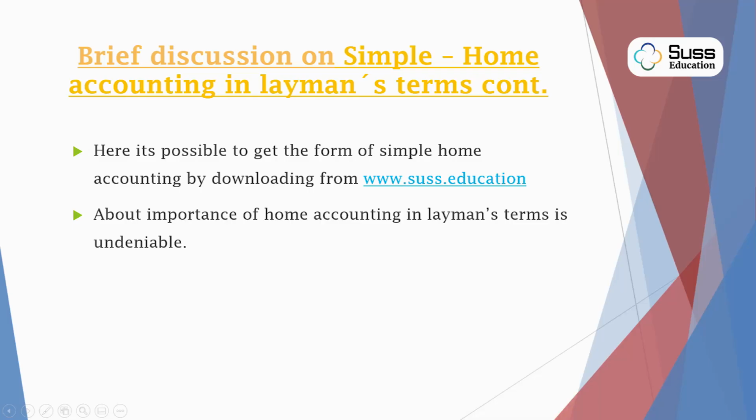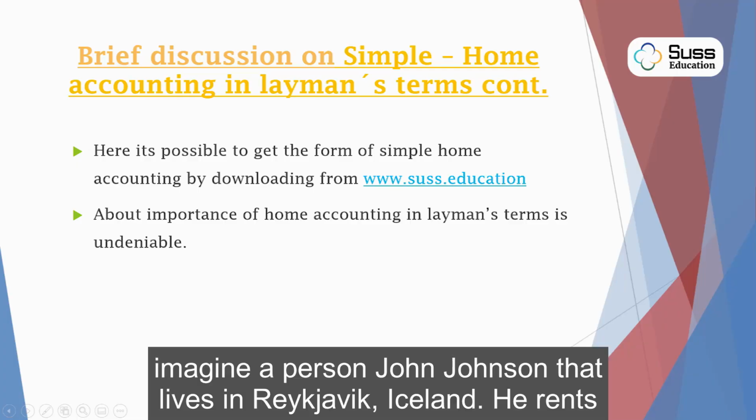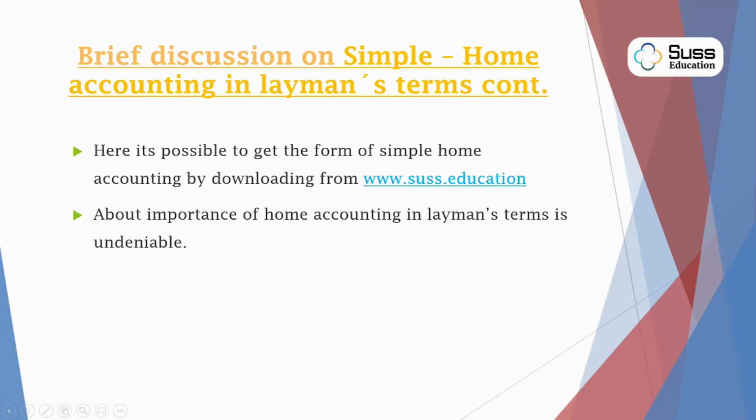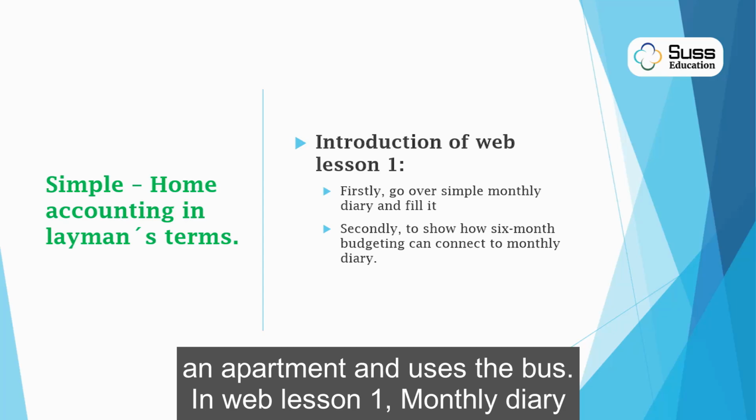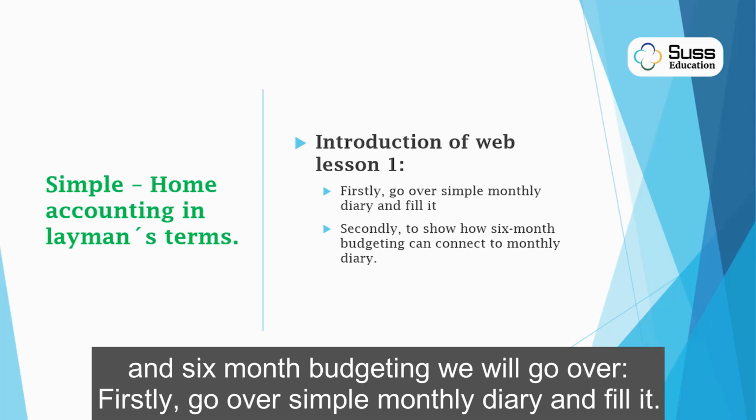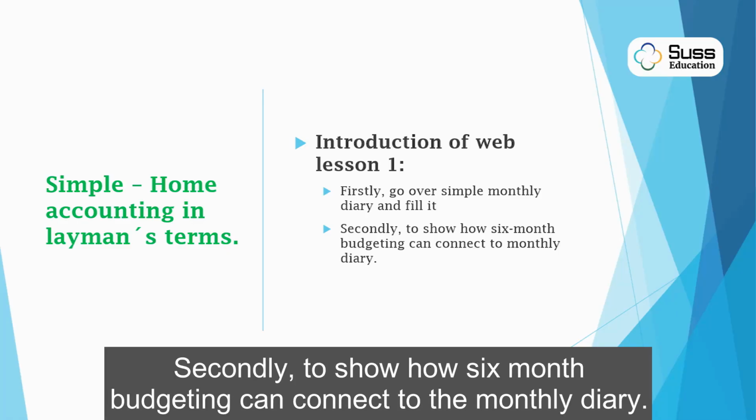To do simple home accounting, we should imagine a person, John Johnson, who lives in Reykjavik, Iceland. He rents an apartment and uses the bus. In web lesson 1, monthly diary and 6-month budgeting, firstly, we will go over the simple monthly diary and fill it. Secondly, we will show how 6-month budgeting can connect to the monthly diary.